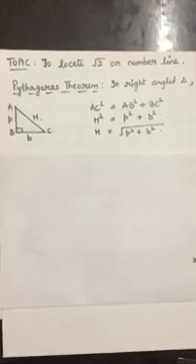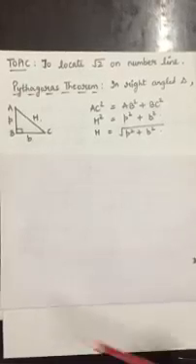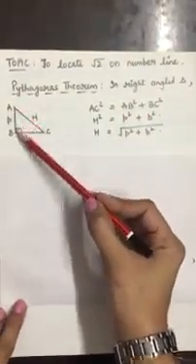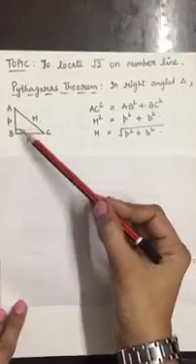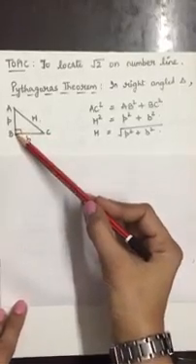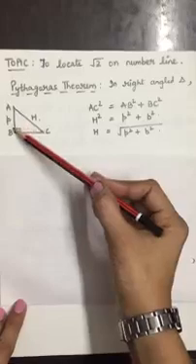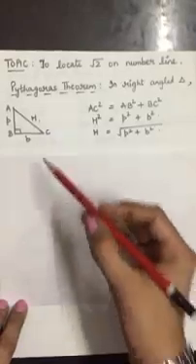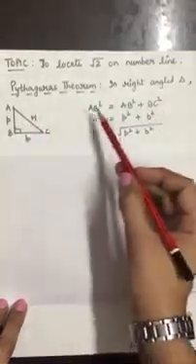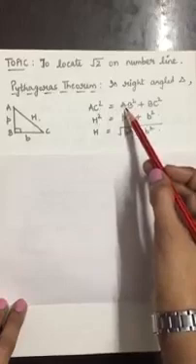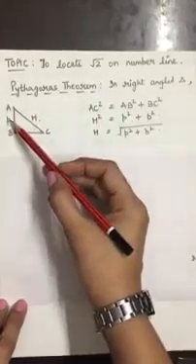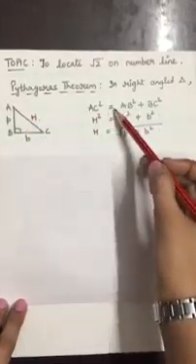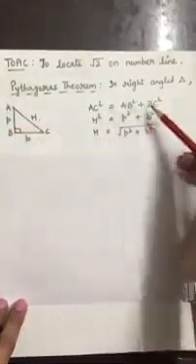The Pythagoras theorem states that for any right angled triangle, for example here, figure ABC is a right angled triangle, right angled at point B. AB is the perpendicular, BC is the base and AC is the hypotenuse. In this triangle, the square of the hypotenuse is always equal to the sum of squares of the perpendicular and base. That means AC square is equal to AB square plus BC square.